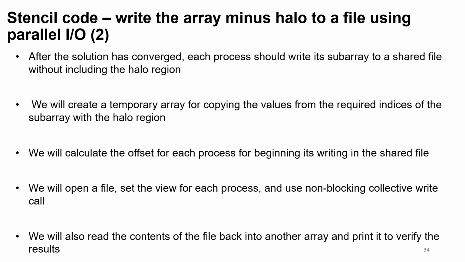We will create a temporary array for copying the values from the required indices of the subarray with the halo region, and we will calculate the offset for each process for beginning its writing in the shared file. Then we will open a file, set the view of each process, and use non-blocking collective write calls. We will also write the contents of the file back to another array and print it to verify the results.